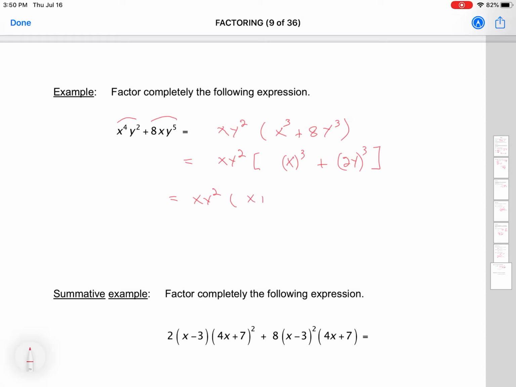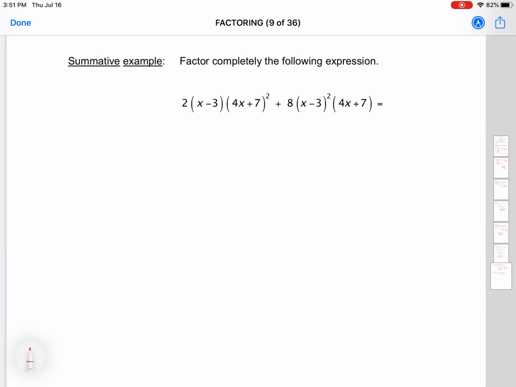A^3 plus B^3, that is A plus B, times A squared minus x times 2y, so 2xy, plus (2y) all squared, 4y squared. And that is the final answer to this guy.